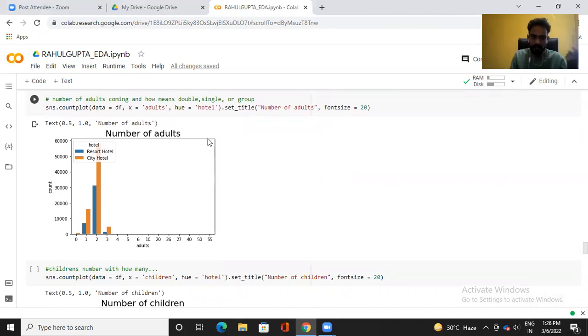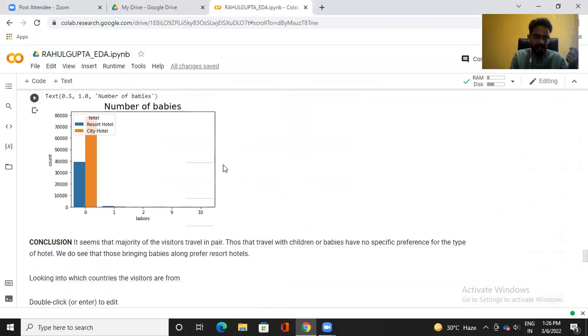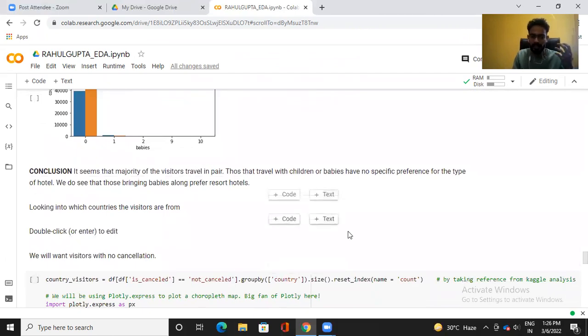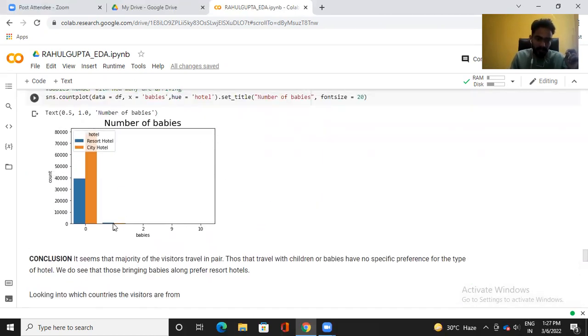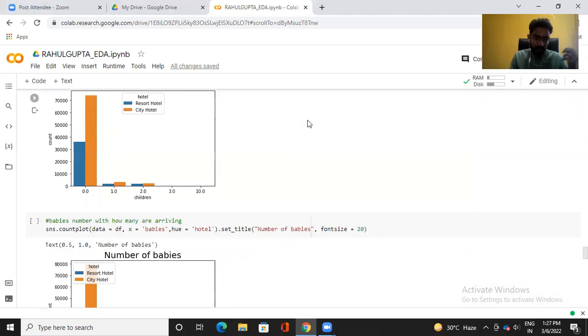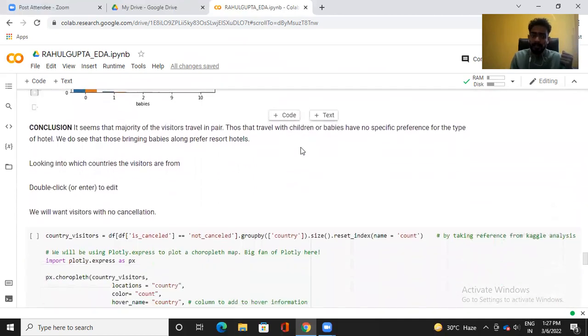Then types of visitors. I plotted a chart on number of adults, number of children, and number of babies, and I found a different conclusion on that. It seems that the majority of visitors travel as couples. Those that travel with children or babies have no specific preference for the type of hotel, and we do see that those bringing babies also prefer a resort type of hotel. Because see here, if the number of babies is one, people are coming and preferring a resort type of hotel. And from all this data, I concluded these things.